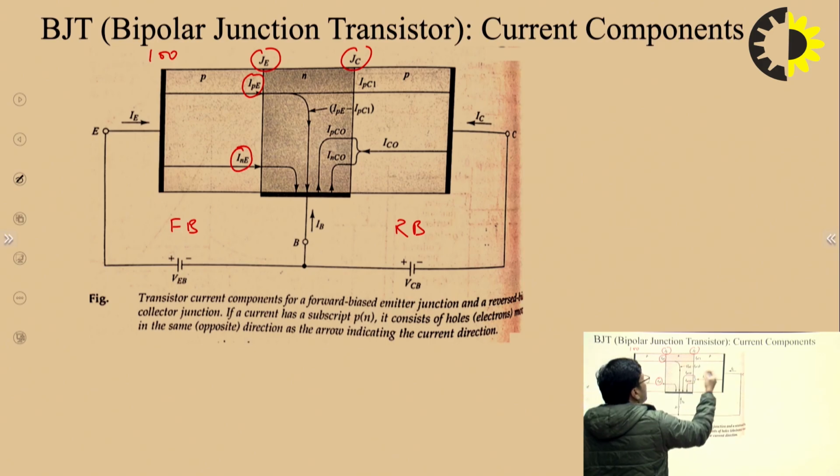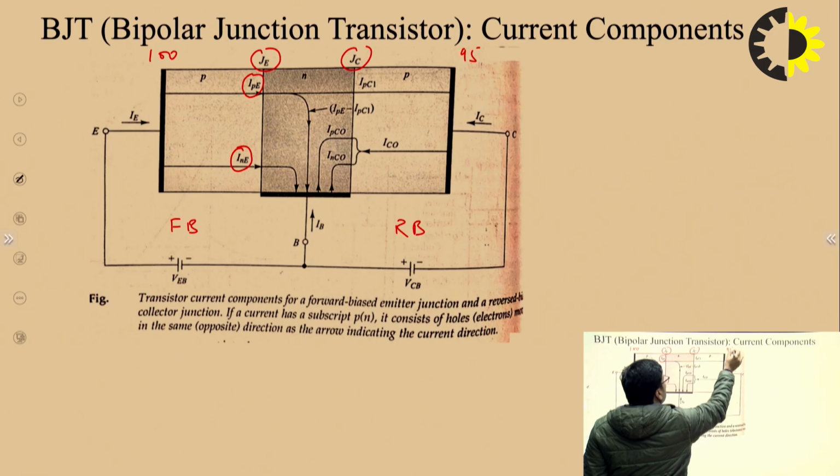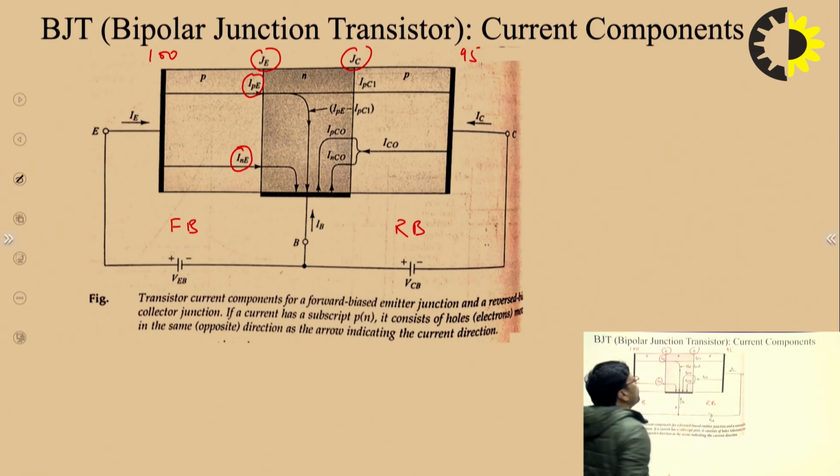So at the collector terminal we have received only 5 holes. Some holes are recombined in the base region due to the presence of electrons here. So 5 electrons are recombined here. If I take some quantitative analysis, recombination will be happening in the base section.